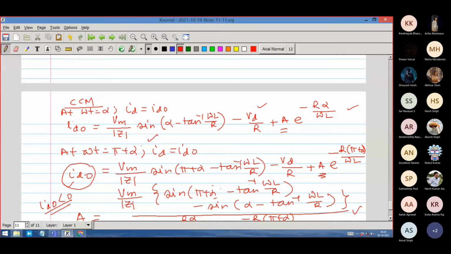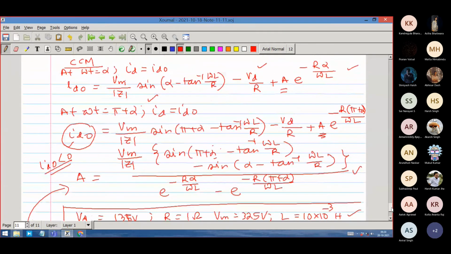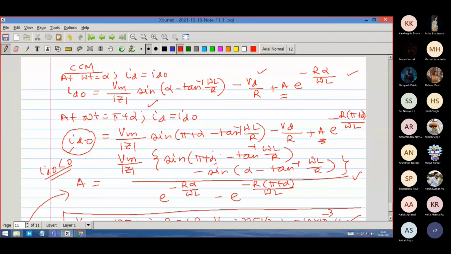That is not correct. I had assumed CCM, and assuming CCM I had found out A, and then using that A, I got the current expression, and then I used alpha equal to 45 degrees to find the value of the current at alpha equal to 45 degrees. When I see that ID naught has become negative, I know that it is not possible, because the thyristor converter direction is such that ID naught cannot be negative. It can be 0 or greater than 0. So my first assumption that it is in CCM is not true. Then I have to go to the DCM mode of operation and use the DCM equations.